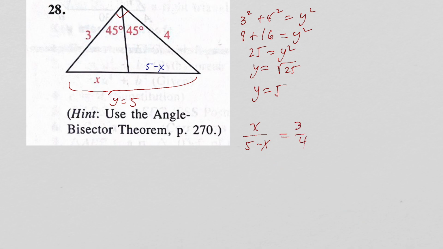3 over 4. And if I cross multiply, I get 4x is equal to, when I multiply this way, I get 15 minus 3x. So I bring this over, I get 7x is equal to 15. So x is equal to 15 over 7.